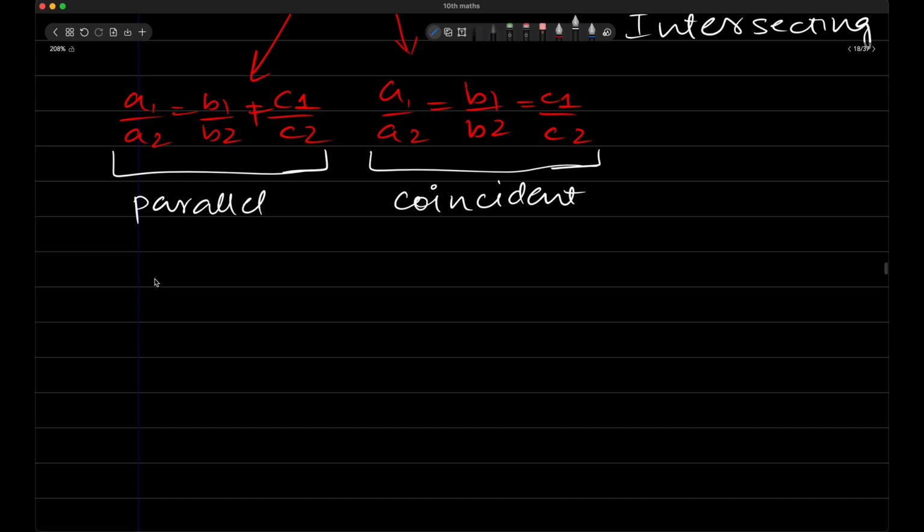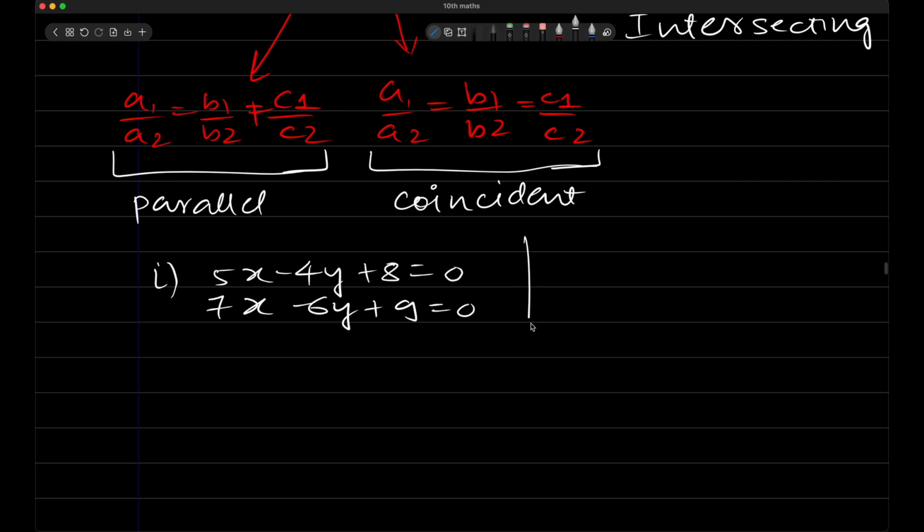Let us start with the first part. The equation of the first line is 5x minus 4y plus 8 equals 0, and the equation of the second line is 7x plus 6y minus 9 equals 0. A, B and C for the first line are 5, minus 4 and 8. For the second line they are 7, minus 6 and 9.